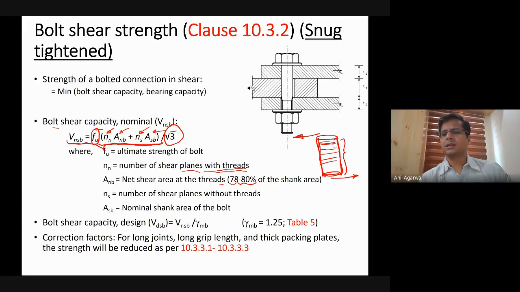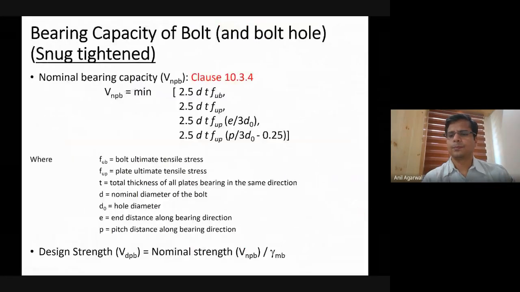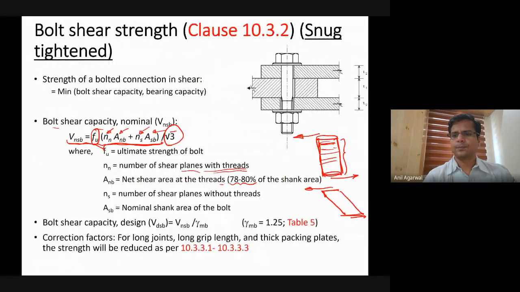Understood? So basically, as a result, the entire plane can yield, and what you will get at the end is this kind of a deformed shape. This is a typical shear deformation, correct? This is a typical shear deformation. If this was the case, the entire thing has yielded in shear, then you would take Fy.